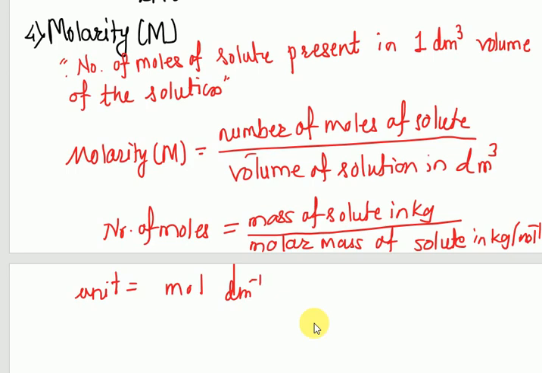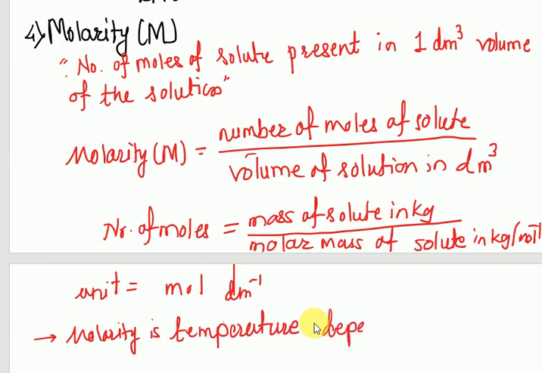Molarity is a volume dependent quantity, and the volume changes with the change in temperature. Hence, the drawback of expressing the concentration in molarity is its temperature dependence. Okay. Molarity is a temperature dependent quantity.